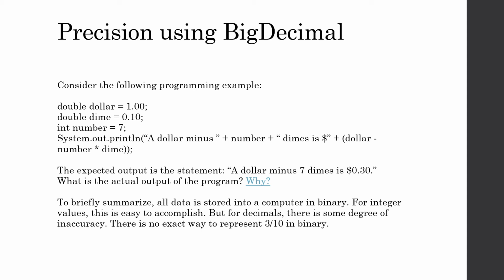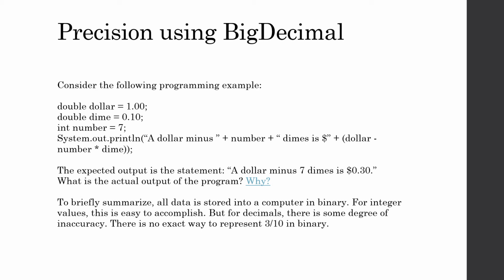And then we have a print statement. We're saying that we want to print out the statement $1 minus, and then the number of dimes. So $1 minus 7 dimes is, and then we want to get the result of that. The very last little part that we see in that print statement, we're doing $1 minus number times dime. So number times dime is going to give us 70 cents, and then we're just taking that from $1. So we're going to be left with 30 cents. The expected output of the statement should be $1 minus 7 dimes is 30 cents. So you have the $ sign, 0.30.